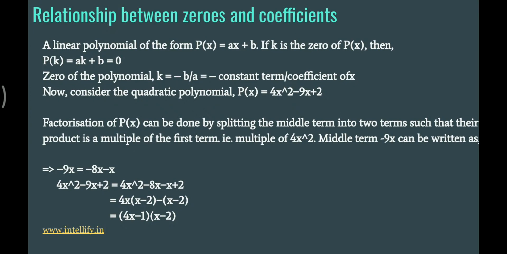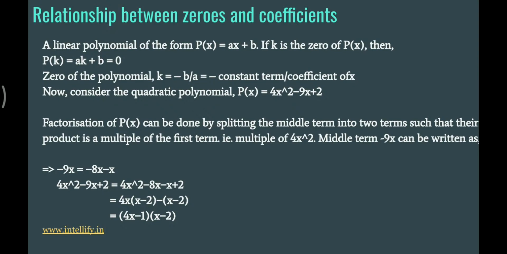Now consider the quadratic polynomial p of x equal to 4x square minus 9x plus 2. The factorization of p of x can be done by splitting the middle term into two terms such that their product is a multiple of the first term, that is, 4x square. The middle term is minus 9x, which we can write as minus 8x and minus x.